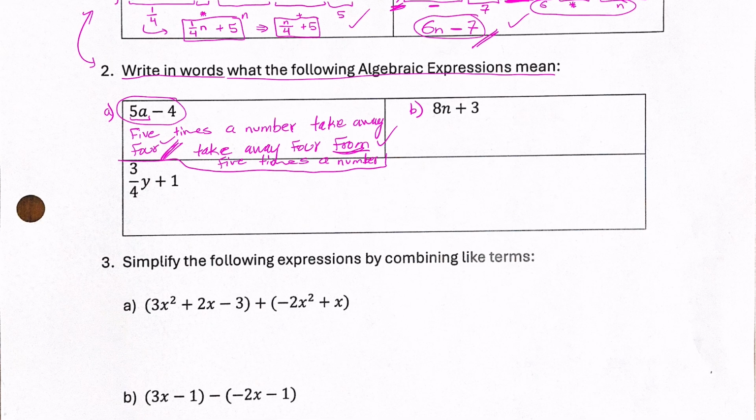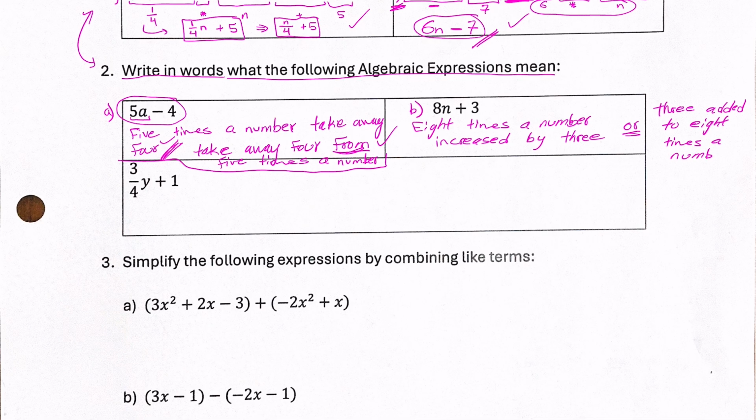Okay, so 2b, we have 8 times a number increased by 3. You could say 8 times a number added to 3, or 3 added to 8 times a number. That works too. So that's how I'd write that.